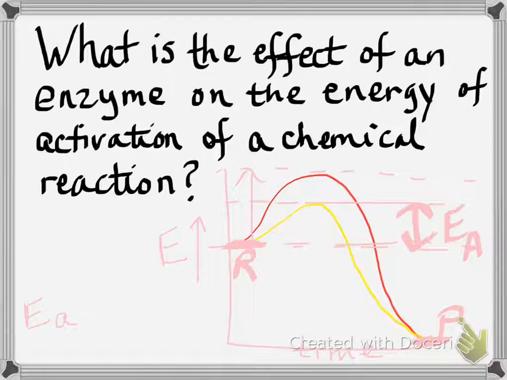If you lower the energy of activation, you can do the reaction faster. And that's what enzymes do for us. They make the reaction go faster by lowering the energy of activation. Okay, on number 2. Great.